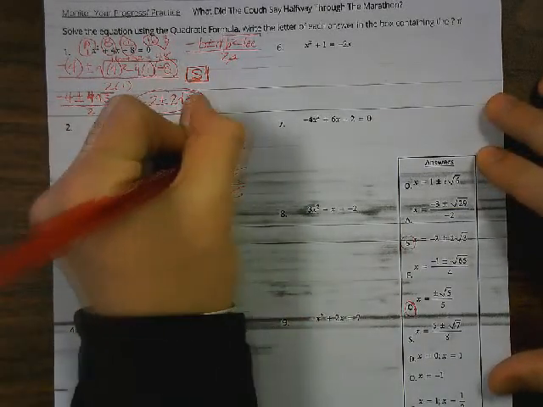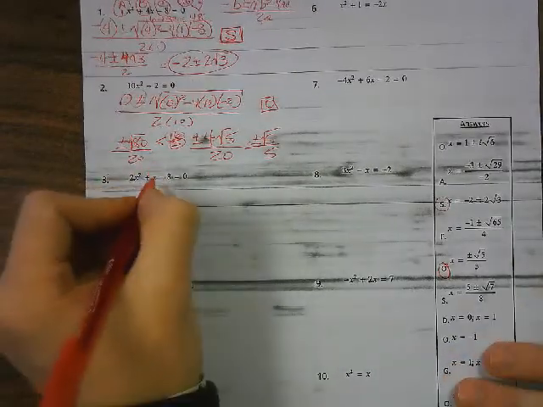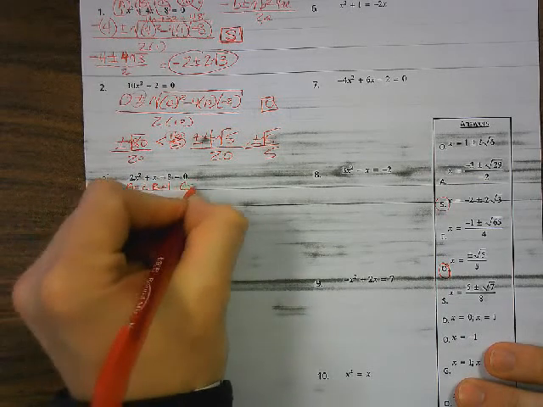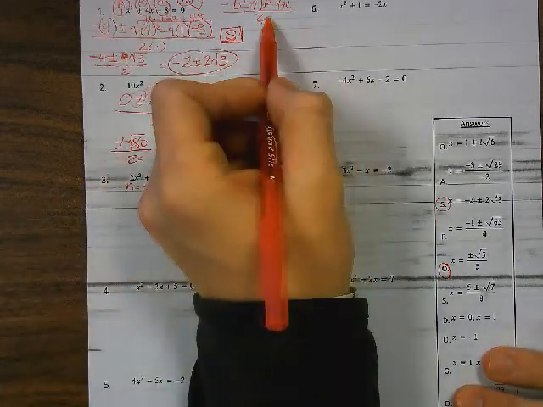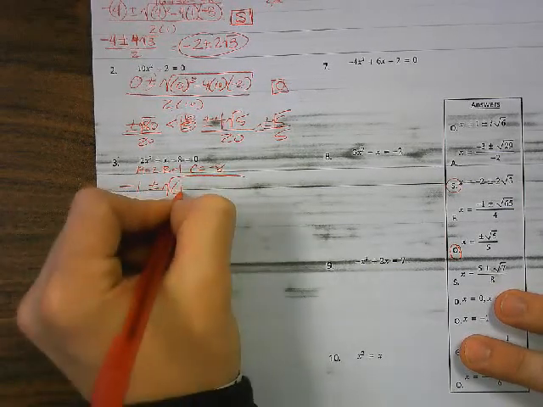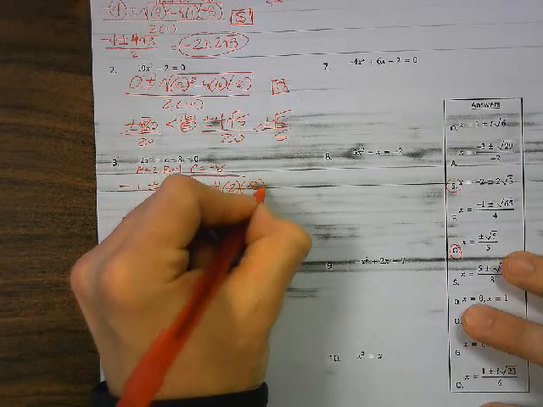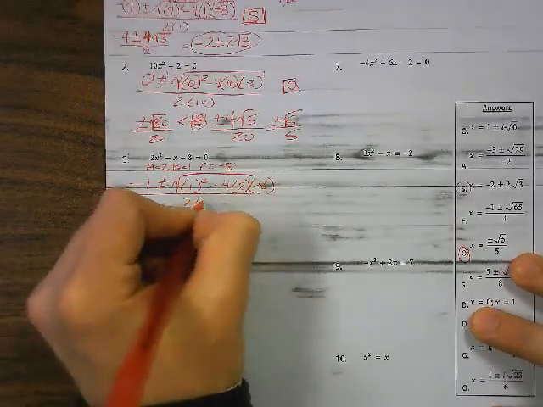Alright, so we've got S and O at the bottom. Let's move on to number 3. Number 3, again, we've got A is 2, B is 1, and C is negative 8. So we'll substitute into our formula, negative b plus or minus the square root of b squared minus 4ac, all over 2a. So negative b plus or minus the square root of b squared minus 4 times a times c, all divided by 2a. Okay.